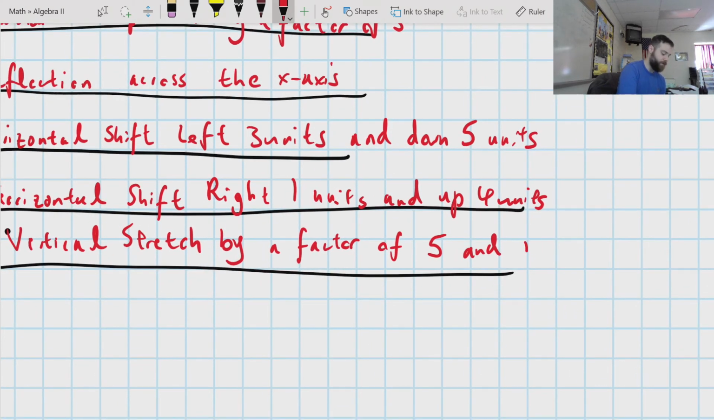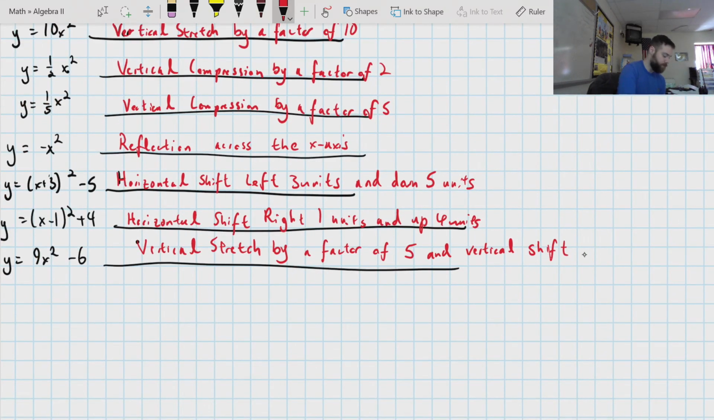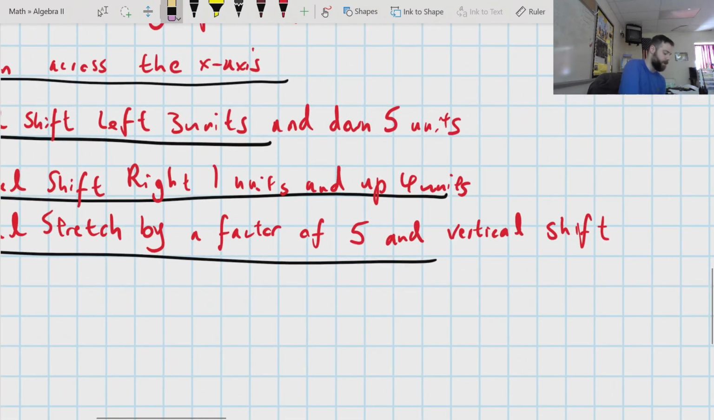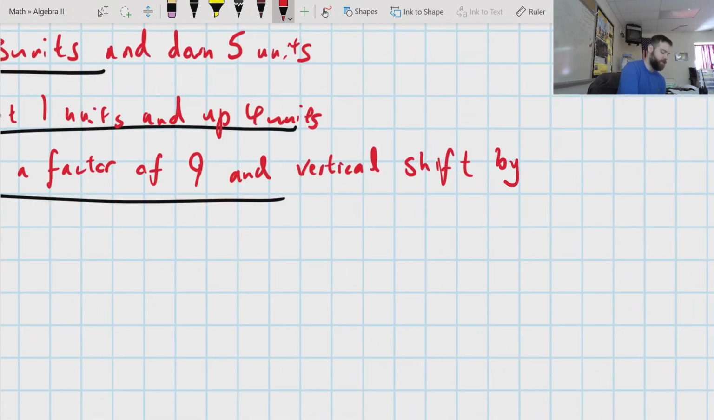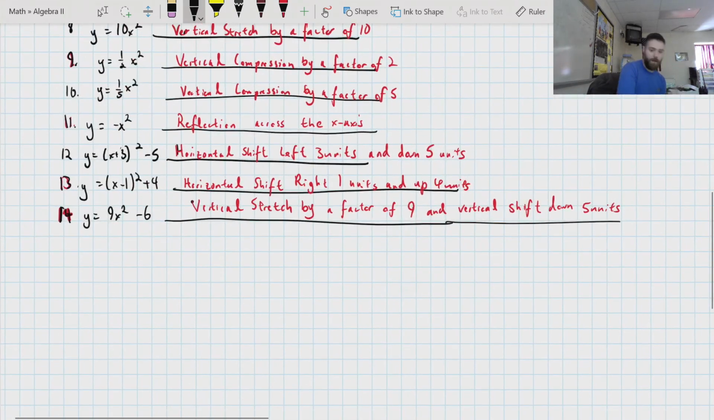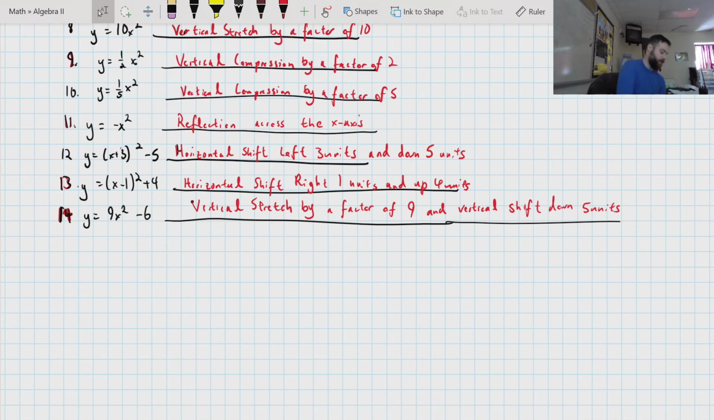And vertical shift by a factor of 9, my bad, it's not 5. Factor of 9 and a vertical shift down 5 units. And so you're going to start to see these different things together. And you can actually take a look at that function, and you didn't even see the function yet. I can take a look at that function, that value, and just know what it's going to do.